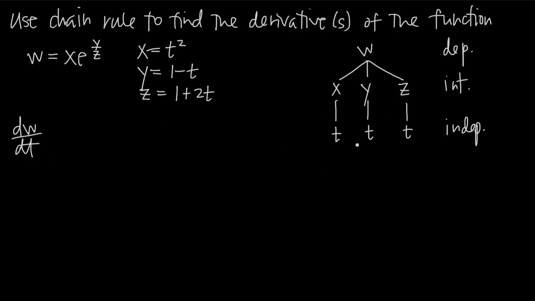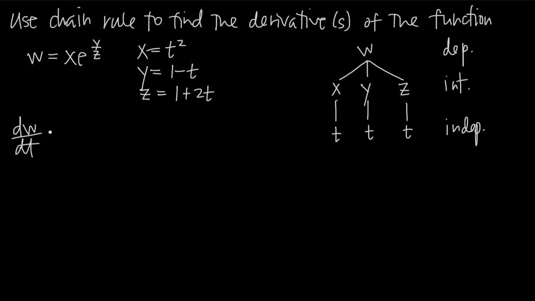If you have multiple independent variables, then you'll have to take partial derivatives. So for example, if you had s and t for independent variables, the derivatives you would need to find would be the partial derivative of w with respect to s and the partial derivative of w with respect to t. But because we only have one independent variable, instead of saying partial derivative, we can just say the derivative of w with respect to the single independent variable t.